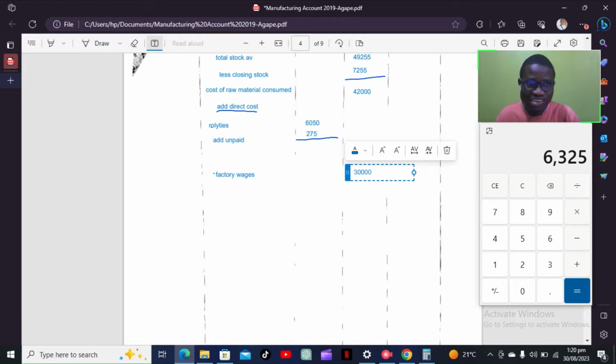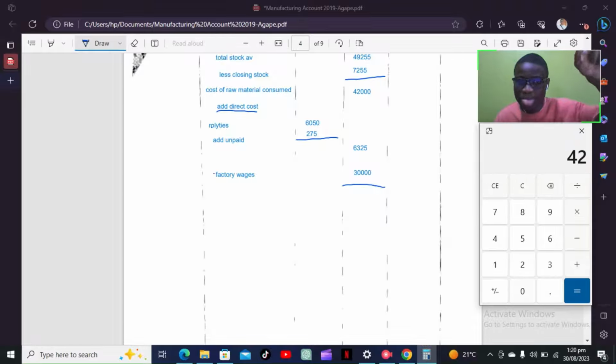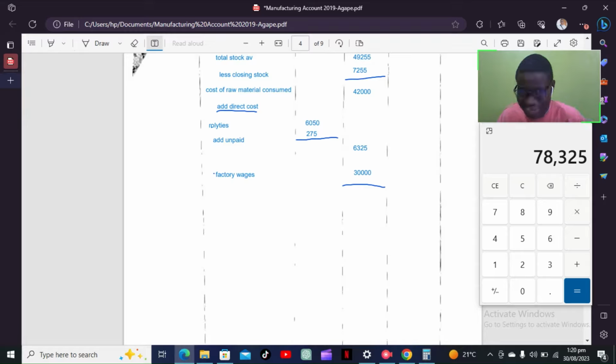So here, 30,000 was the last direct cost that we had, so we're going to just add everything. The 6,000 is already here, so we're going to enter another one, which is 30,000, plus now the 42,000, the one that we calculated per member, the cost of raw materials consumed. We're getting 78,325. So we're simply going to do this on this side.